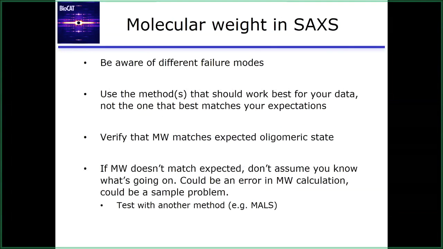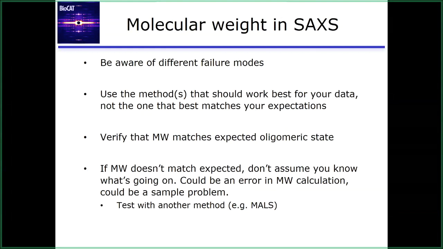So the trick with molecular weight and SAXS is you need to be aware of the different failure modes. It's very tempting to do your experiment to calculate the molecular weight and say, aha, that one is the one that's closest to what I want, that must be the right one. That's not the right way to go about it, of course. What you should do is think about the different modes, where they fail, which ones are going to work best for your system, and then when you calculate the molecular weight, look at that one and see how well it compares to what you're expecting. Don't just go with the one that best matches your expectation for the system, because that might lead you astray.